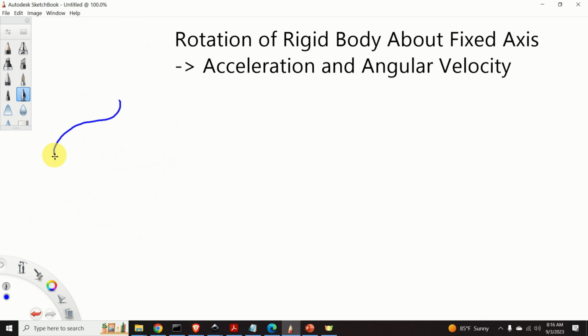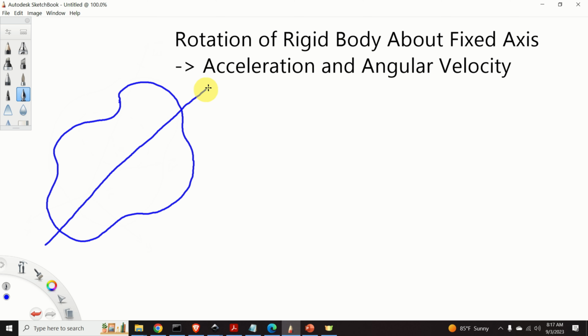We are considering a rigid body shown over here. We assume that the rigid body rotates about the axis denoted by Z. Next, let the point A be an arbitrary point of the rigid body. Since the rigid body is rotating about the fixed axis, this point, as well as all other points of the rigid body, will describe a circular trajectory, and let's sketch this circular trajectory. Here it is. The point A describes this trajectory.